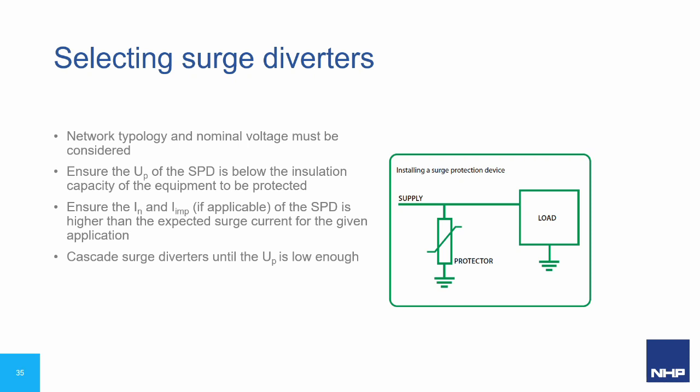Thereby, simply by ensuring that the voltage protection level is below the insulation capacity of the connected equipment, will ensure that the voltage is kept low enough to prevent arcs from occurring within the equipment. The next important factor is to select an SPD with a nominal current and, where relevant, an impulse current higher than the surge currents expected at the SPD's installed location. This ensures that the residual voltage remains below the quoted Up of the SPD.